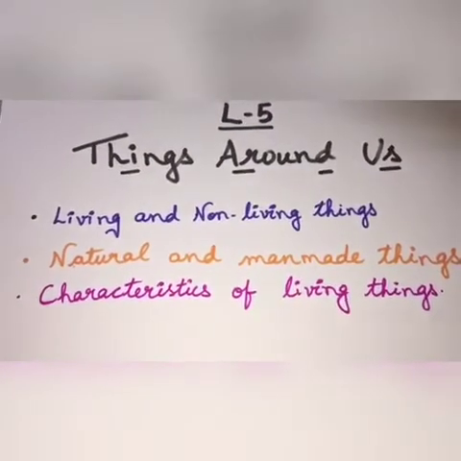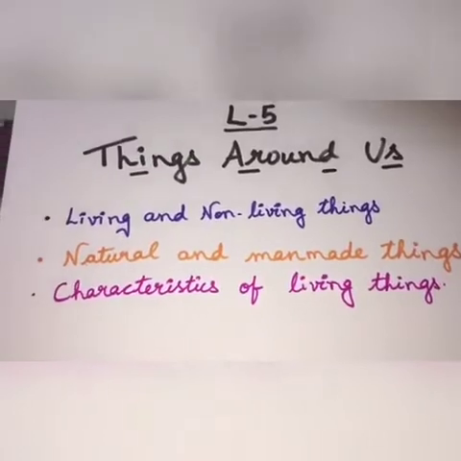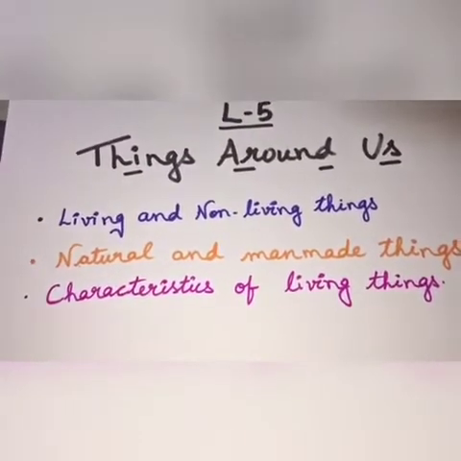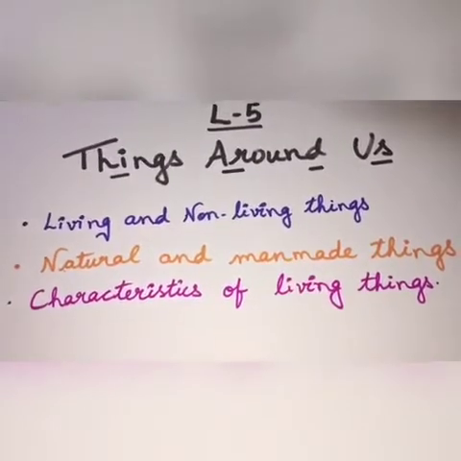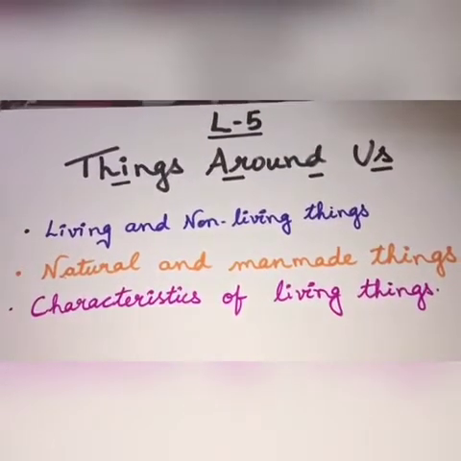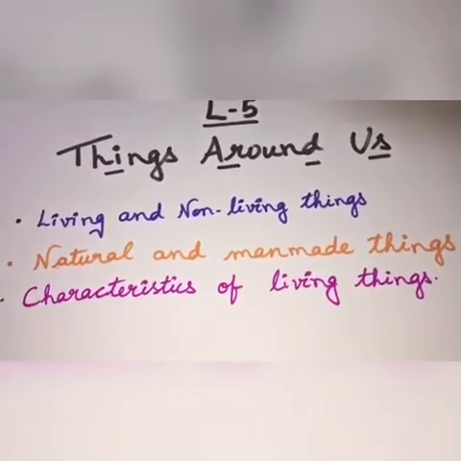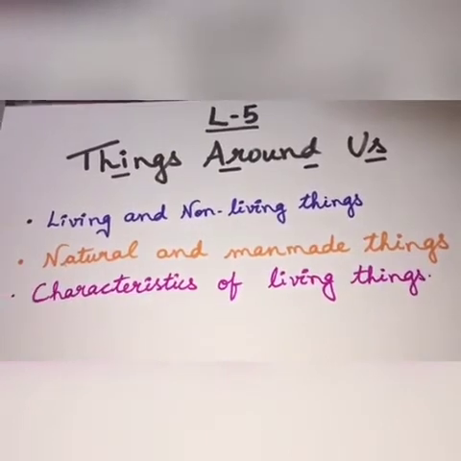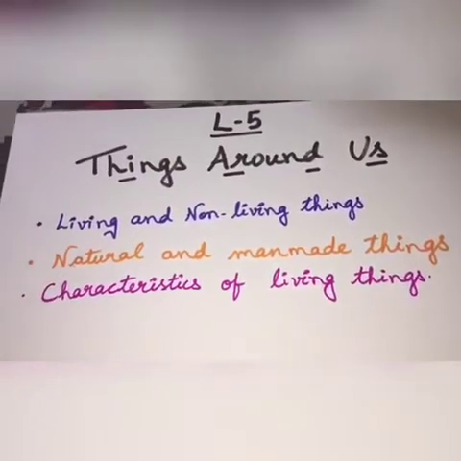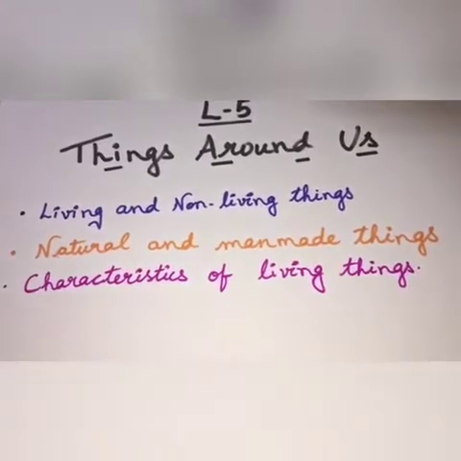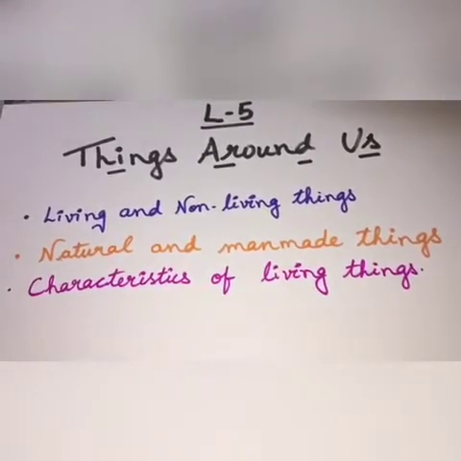First is natural things. What are natural things? Natural things are not made by humans, like sun, air, water, plants, animals and rocks. They may be living, they may be non-living. And the second thing is human-made things. Human-made things are things that are made by humans, like we see house, car, books and bulb. Human-made things are non-living things.